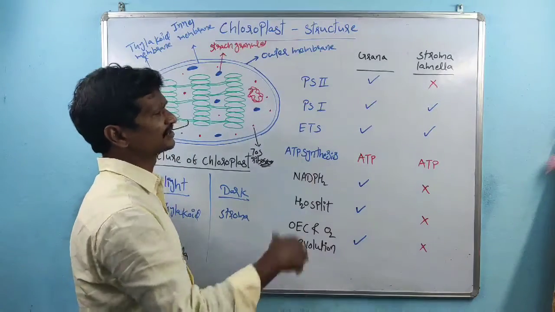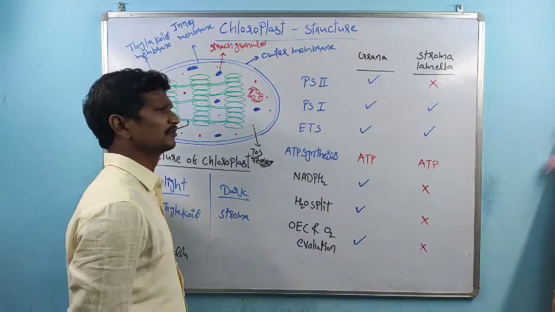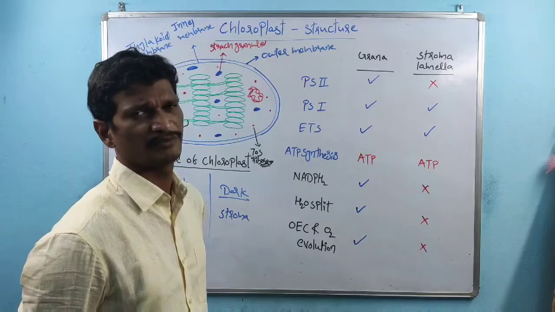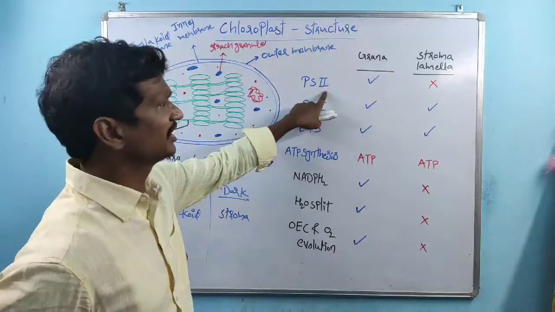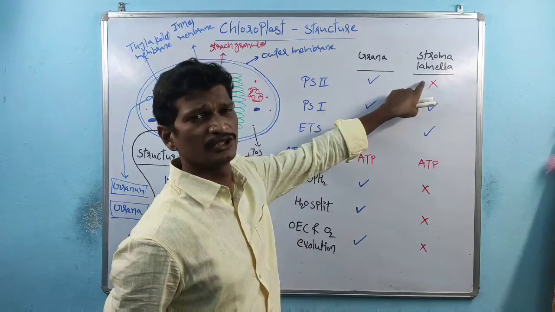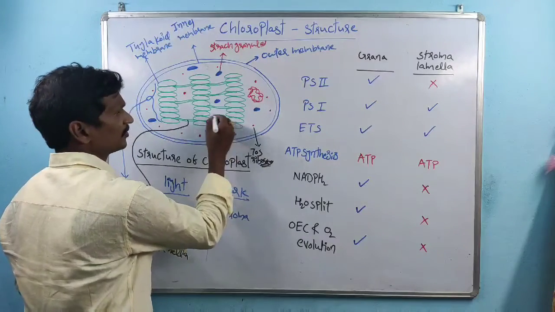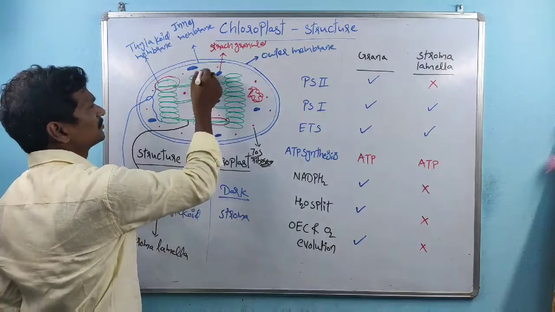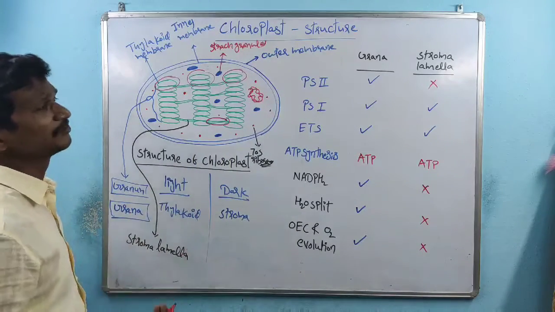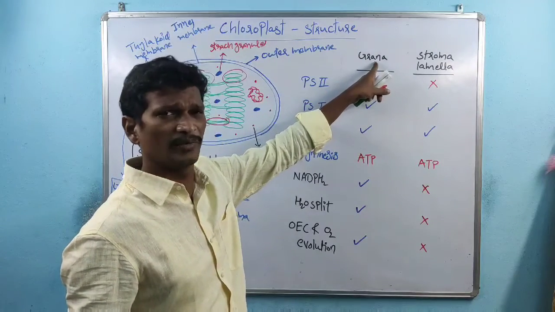And I would like to discuss the components which are present in the grana and the stroma lamella, and their functions, right? See, photosystem 1, PS1, and photosystem 2, PS2, I mention here. PS2 is present within the grana and PS2 is absent within the stroma lamella. We know this part is called the stroma lamella. These structures, the total contents, are called grana, right? The thylakoid membrane or the granum, right? We can name any of them here, either grana, granum, or thylakoid membrane, right?